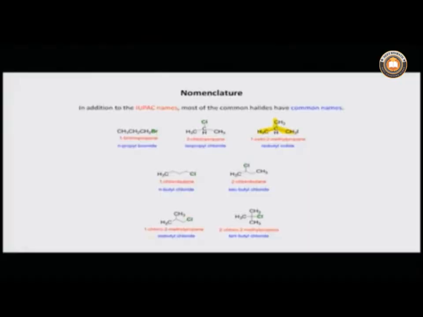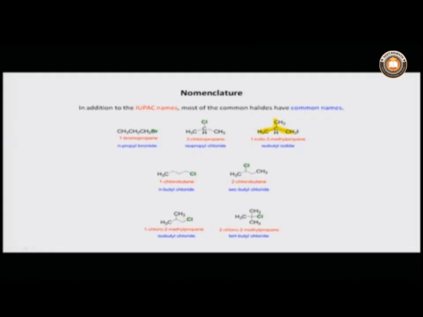Now the third one here is something that we have already seen. It is similar to the isobutyl iodide that we have already seen. So this is isobutyl chloride. It has to be named as 1-chloro-2-methyl propane. So that is the IUPAC name. So I assume that you do not have any issues with this. Now have a look at the last compound I have on this slide.